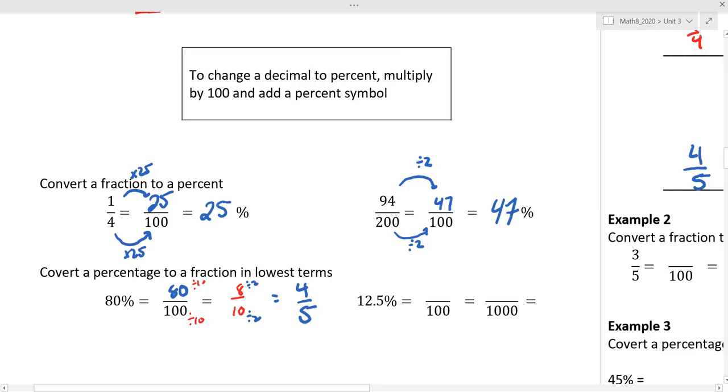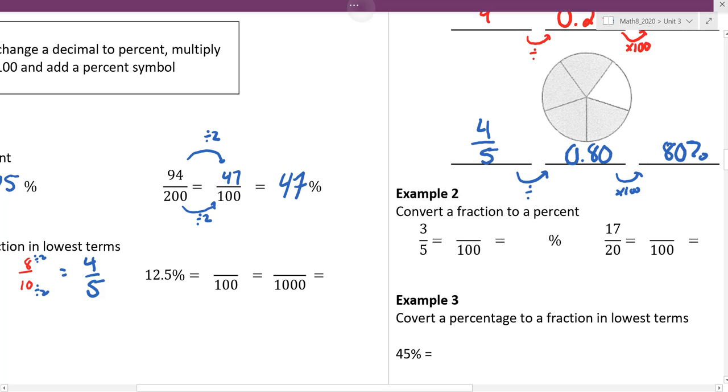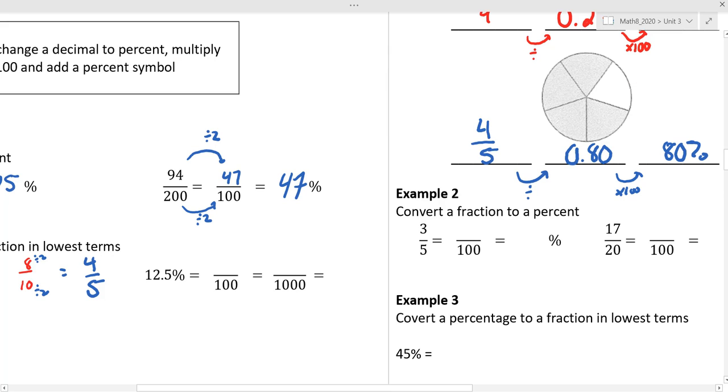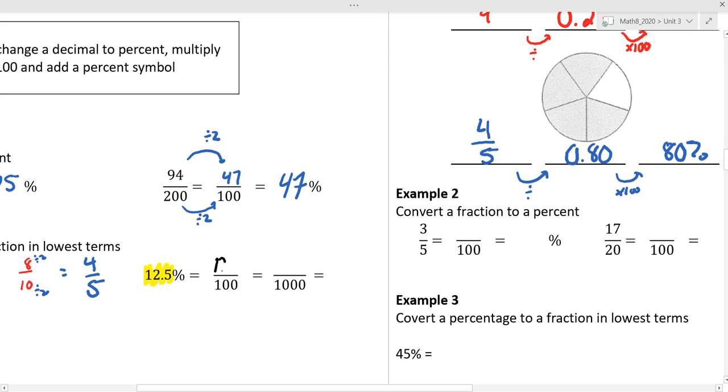Okay, getting to a little bit harder example. Now, what's 12.5% written as a fraction? What would that be? Is it 1 and 2 over 5? No? Remember, to convert a percentage to a fraction, 12.5, it would be 12 and a half. It would be just 12.5.